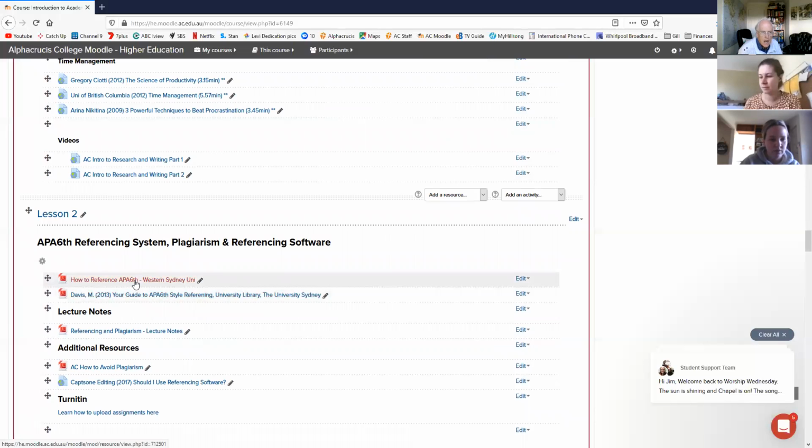Under here, I won't click on it in case we get stuffed up, but this one here, I don't like the Sydney one too much. I don't like Western Sydney very much, but I do like this one, the Sydney University one, is really good. 18 pages. It covers every eventuality, be it a book, be it a journal, be it a conference, be it personal communication with someone.